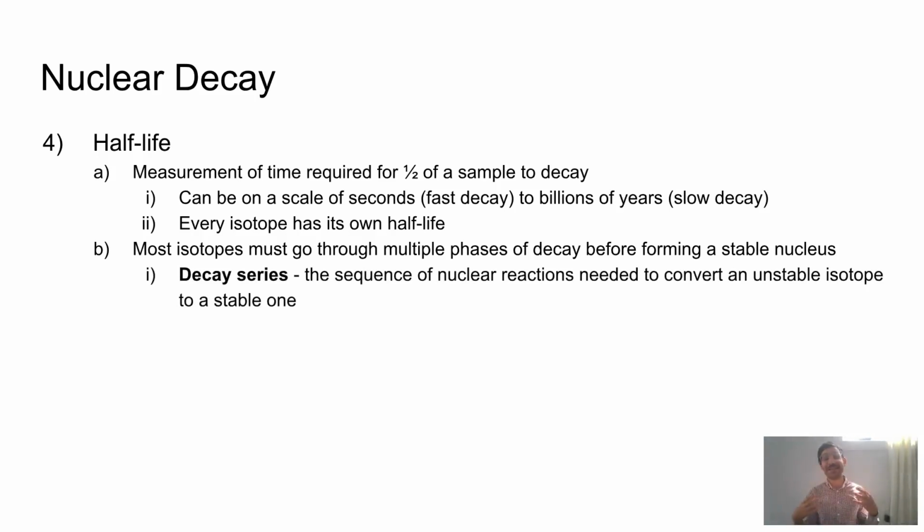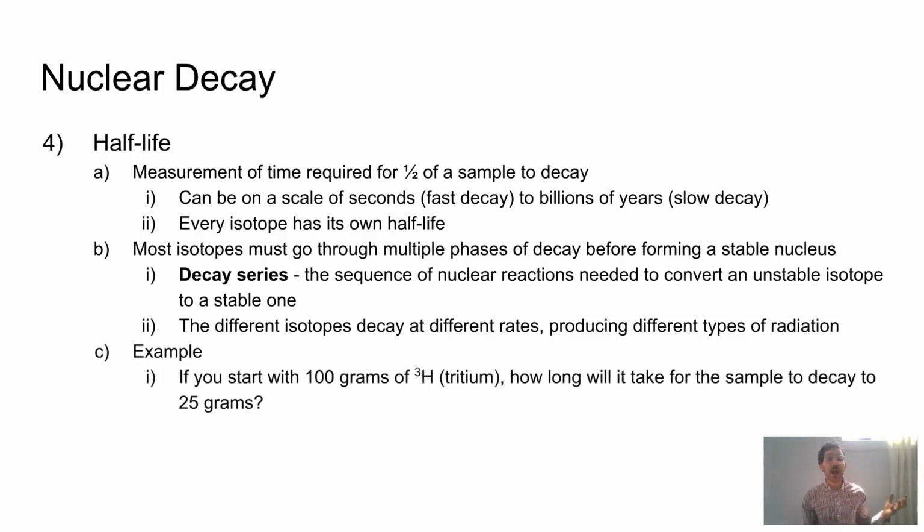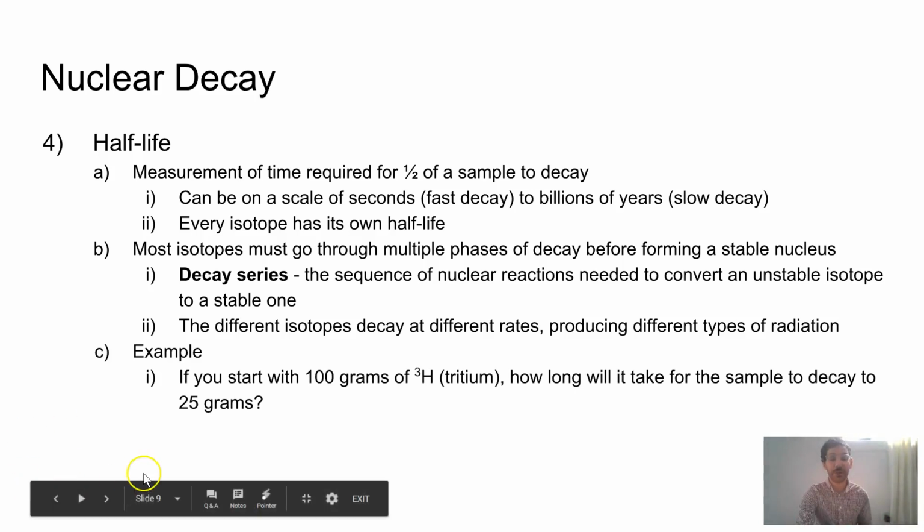This is a thing called the decay series. It's the series of nuclear reactions an unstable isotope has to do before it actually becomes stable and stops spitting out particles. Because different isotopes decay at different rates, they produce different types of radiation. And this is all going to be summarized in a decay series. But using half-life, we can figure out how long stuff will take to decay.